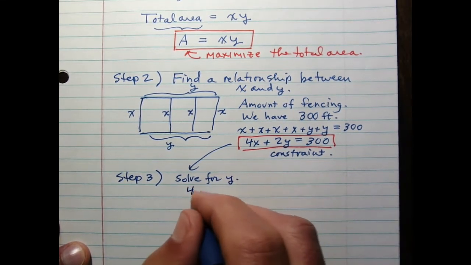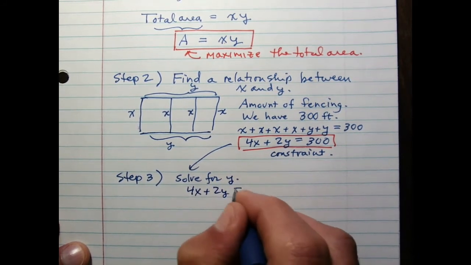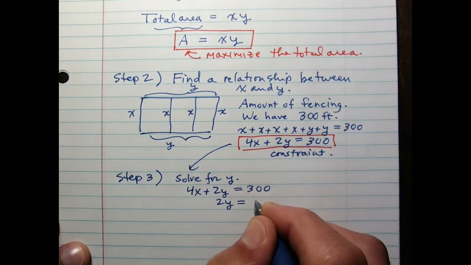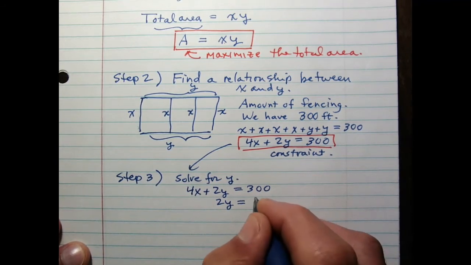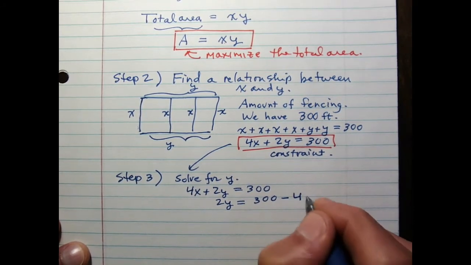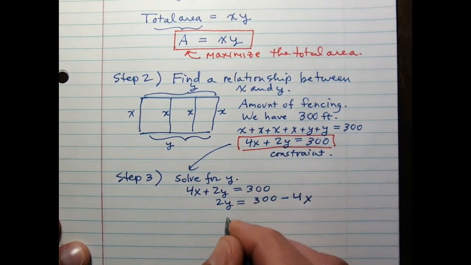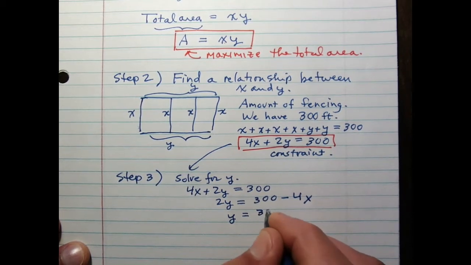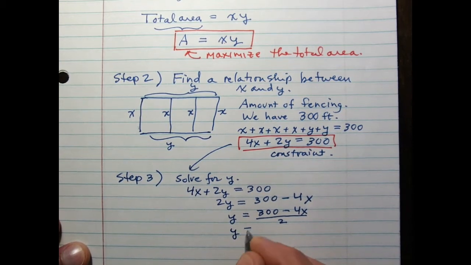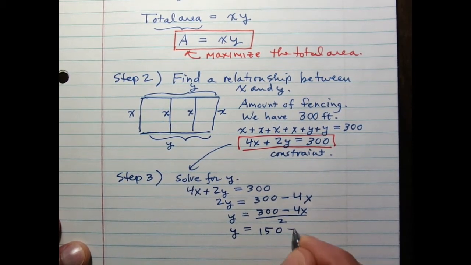So I have 4X plus 2Y equals 300. 2Y is equal to 300 minus 4X. Y is going to be 300 minus 4X all over 2, or Y is going to be 150 minus 2X.